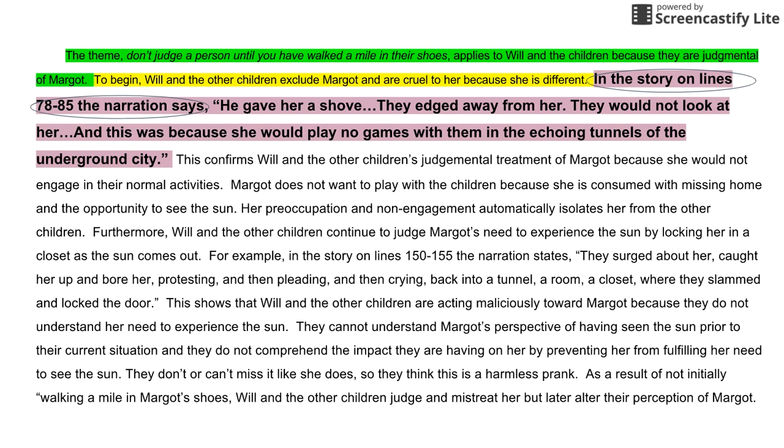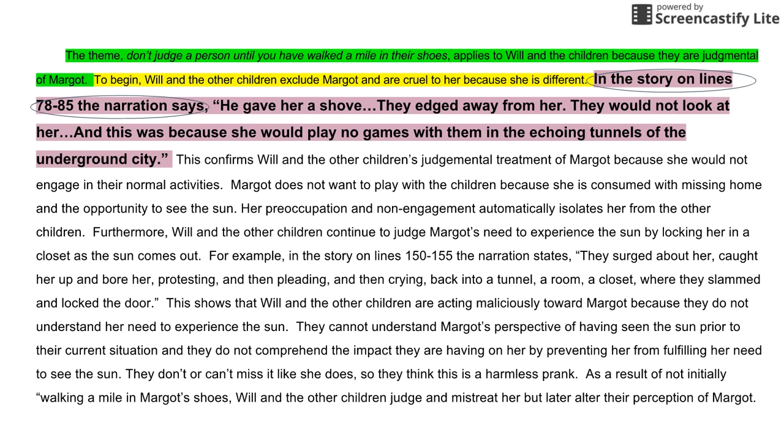It says, in the story on lines 78 through 85, the narration says, and then it provides text evidence that's verbatim from the text. That means it's copied word for word from the text, and it should support the idea in your yellow sentence. So right here we have that Will is cruel to Margot. You'll notice that this text evidence is very clear in backing up that they exclude Margot and are cruel to her.